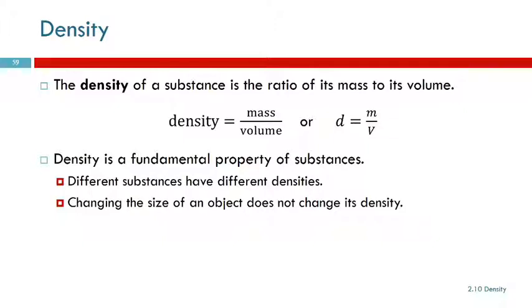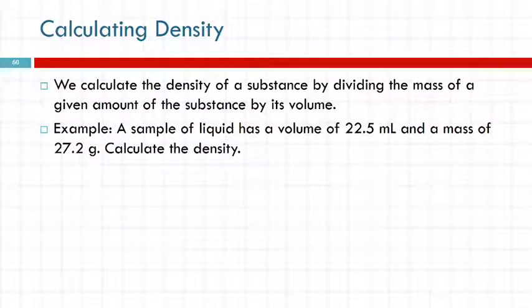So a piece of wood has a given density. You cut it in half. Each of the pieces still has the same density. We calculate density using that equation. Density is mass over volume.